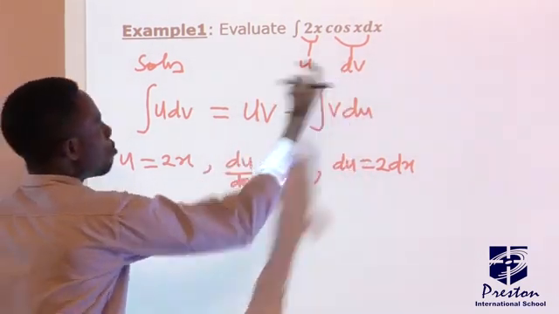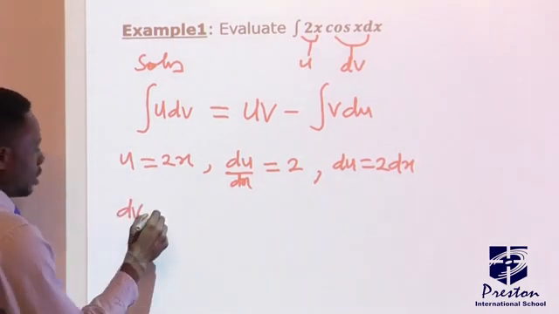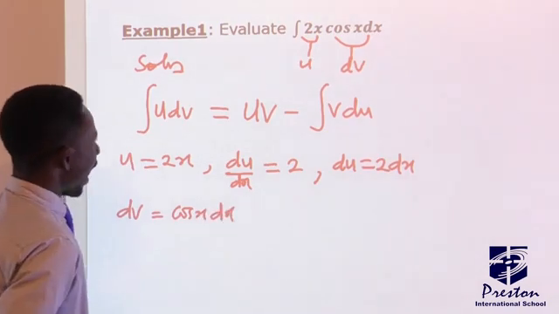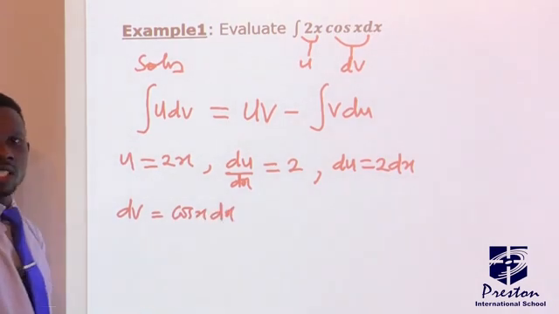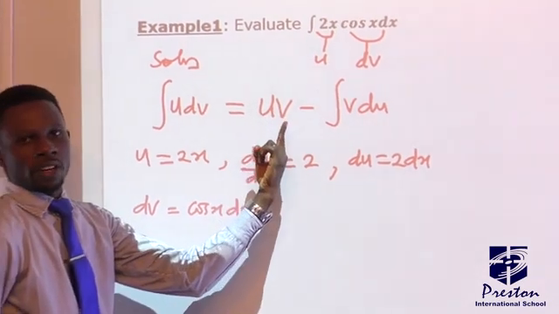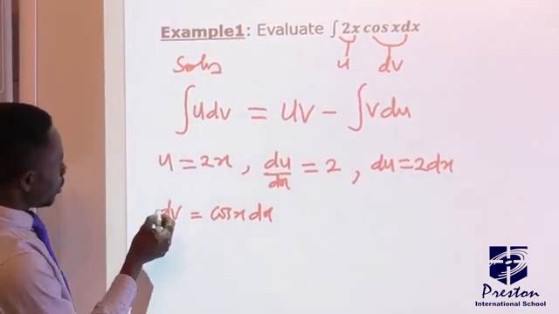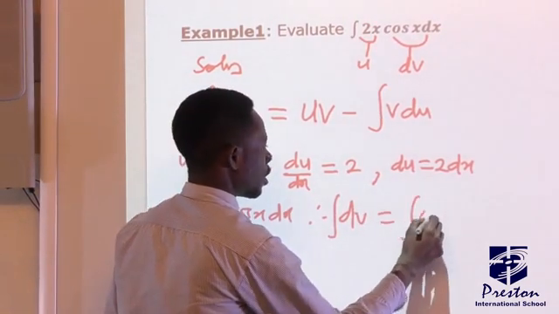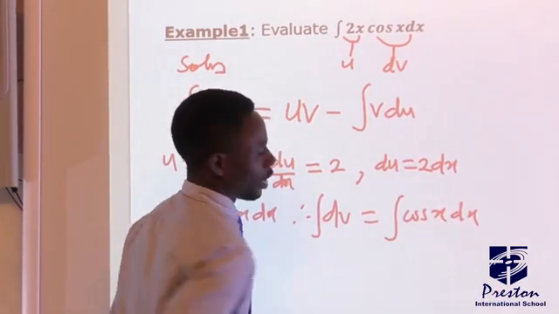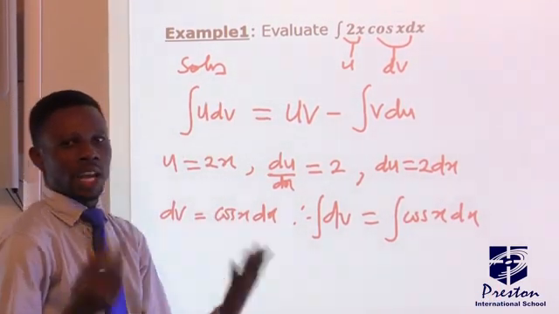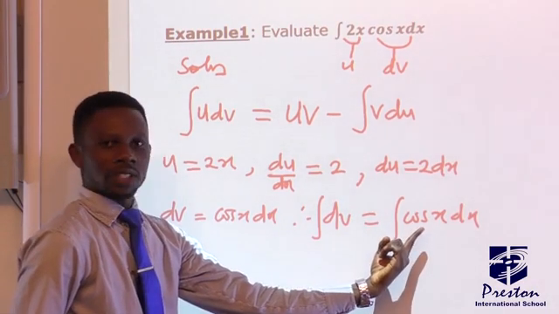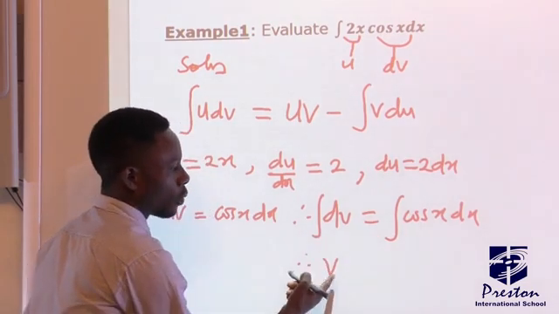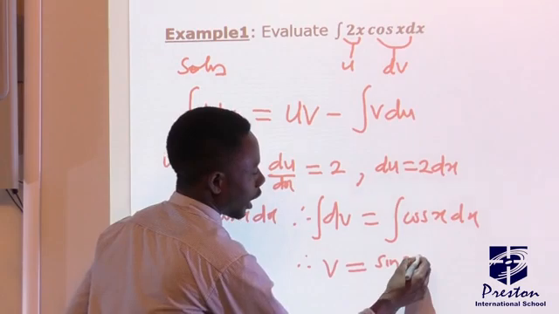The next thing we have to do is move down to our dv. Our dv is already cos x dx. At this point, we want to integrate dv. Why do we integrate dv? Because we need the value of v, the function v. Let's integrate dv. When we integrate dv, that will give us the integral of cos x dx. And of course, you agree with me that when we differentiate sin x, we get cos x. Definitely, when we integrate cos x, we get sin x. So that means v, the integral of dv, will give us v, which is now equal to sin x.